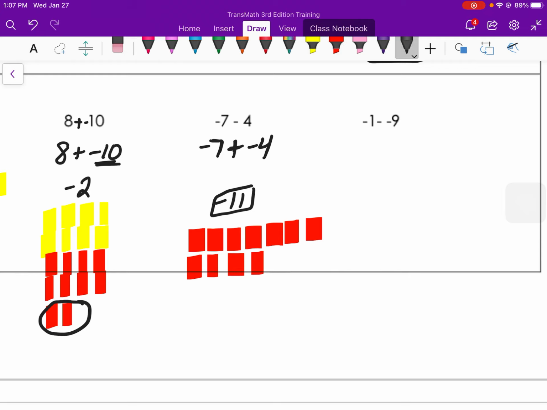2 negatives in a row again, so we can change that to a plus. So this should be negative 1 plus 9. So anytime we have a minus a negative, we change that to plus a positive. So 2 negatives in a row make a plus sign.